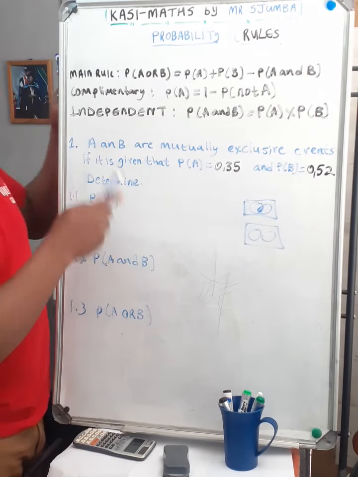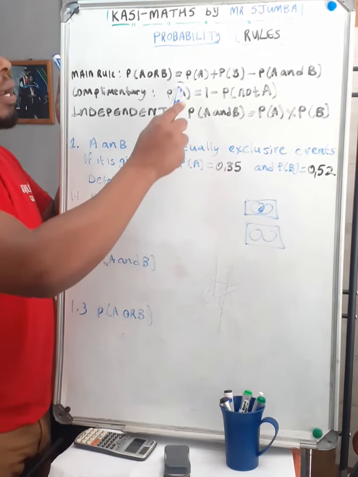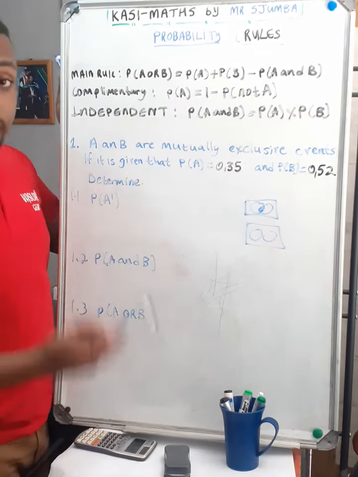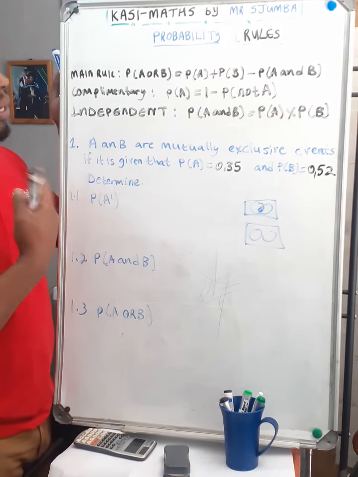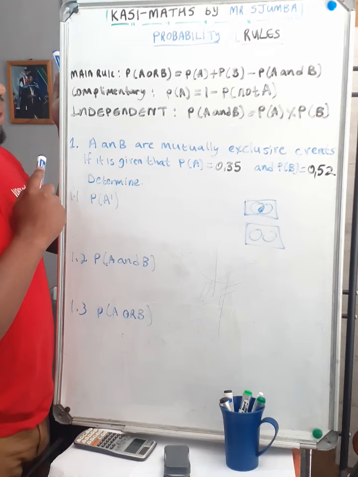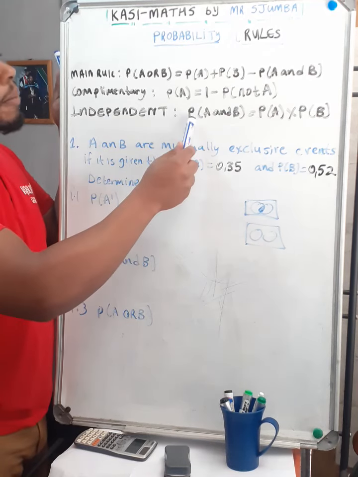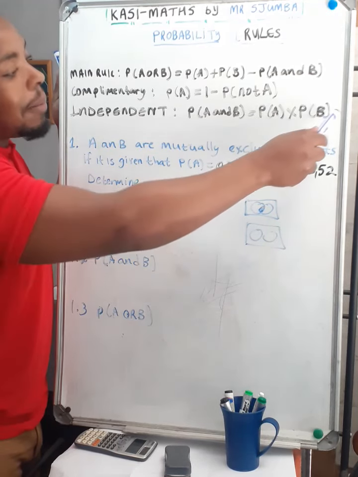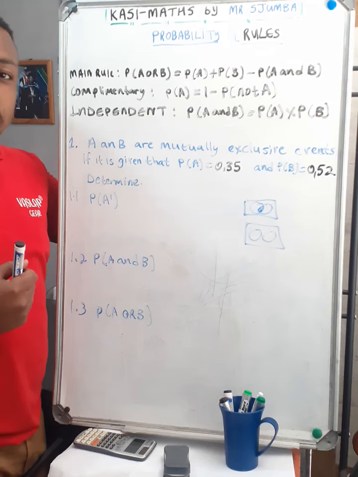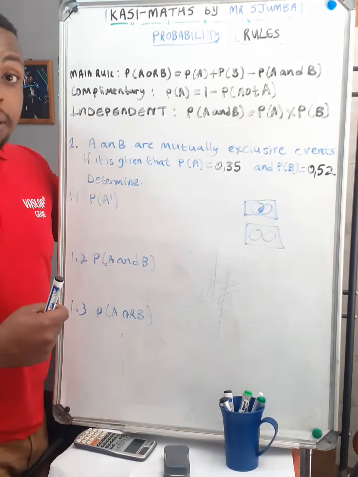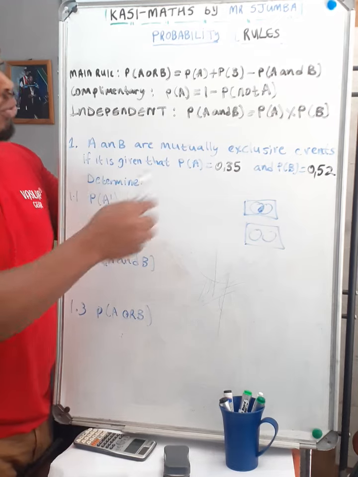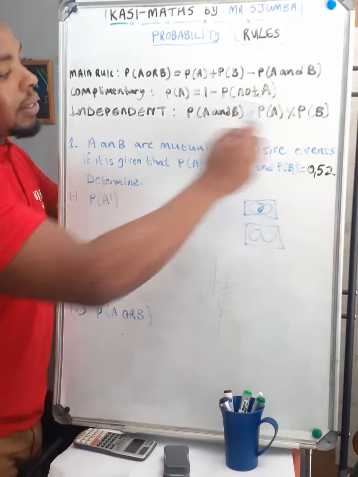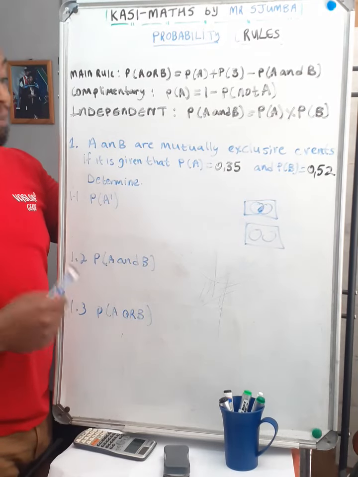Okay, so the complementary rule, its formula is: the probability of A is equal to 1 minus the probability of not A. There's a video on complementary. Independent events, or the independent rule, means that the probability of A and B is equal to the probability of A multiplied by the probability of B. So if the statement says the events are independent, you are allowed to use the formula where the probability of A and B is equal to the product of the probability of A and B, right?